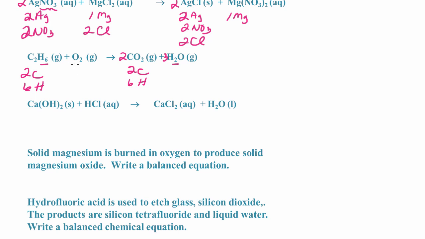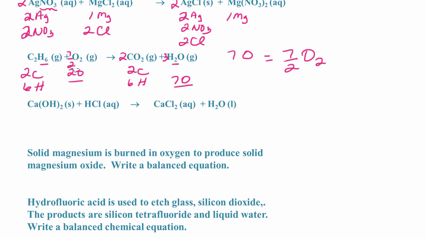Let's take a look at oxygen. On this side I have 2 oxygens. On this side I have 2 times 2, that's 4 oxygens plus 3 oxygens for a total of 7 oxygen atoms. Okay, so I need to balance my oxygen atoms. How do I do that? I have 2 on this side and I have 7 on this side. But these 2 oxygen atoms here, that's due to the molecular oxygen. So isn't it true that 7 oxygen atoms would be the same as 7 halves O2? Yes. So what I can do is put a 7 halves in front of this oxygen.